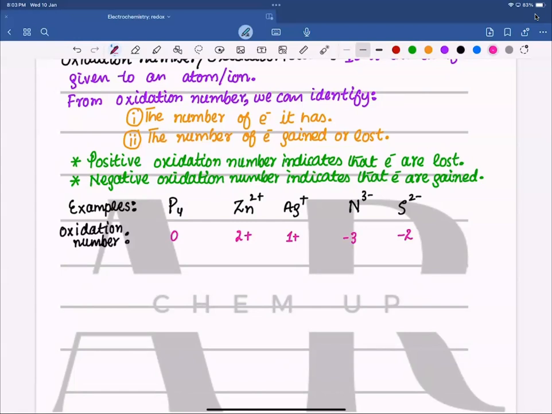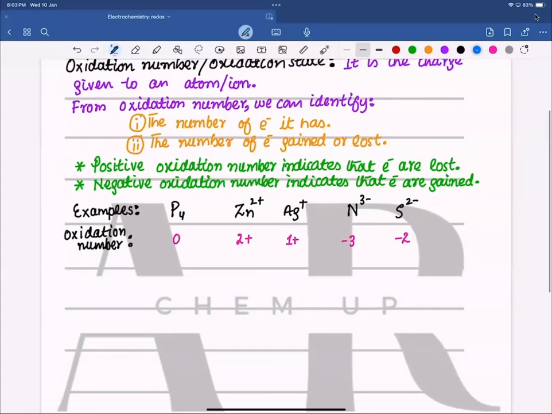Further, we can say no electron gained or lost over here. Just give me a minute, please.